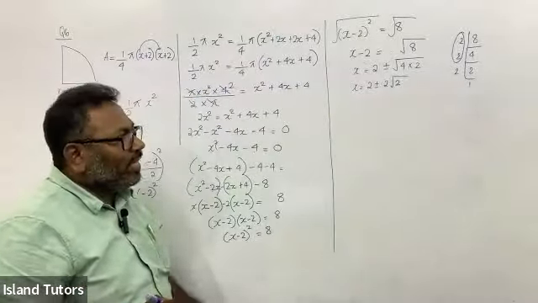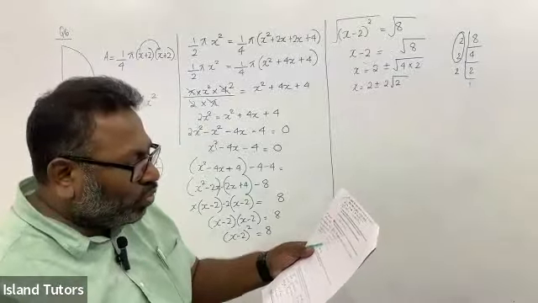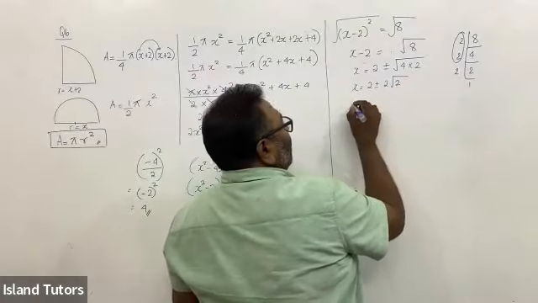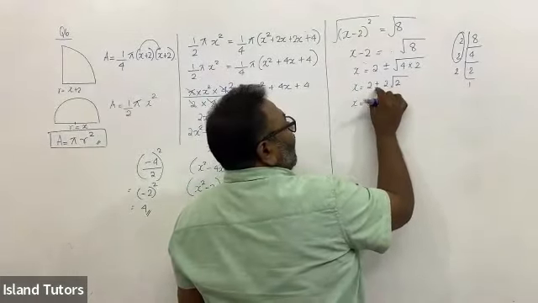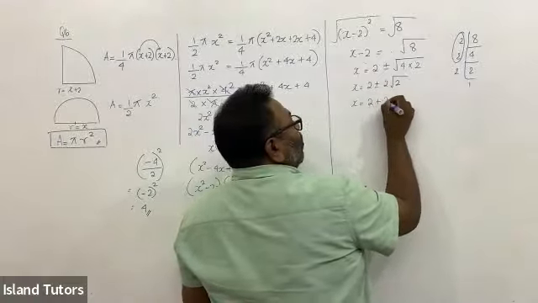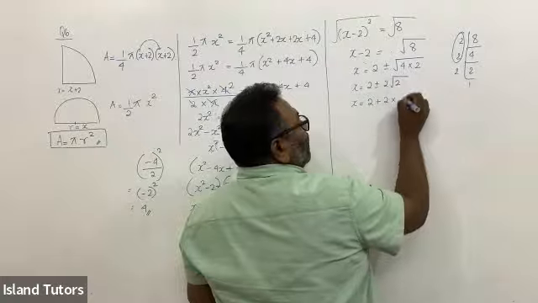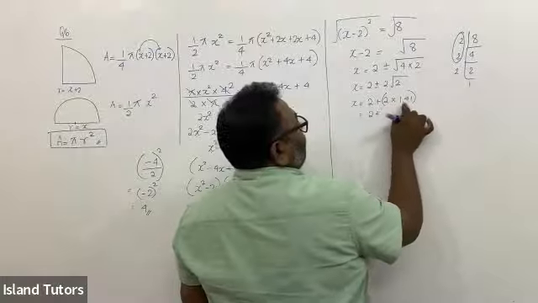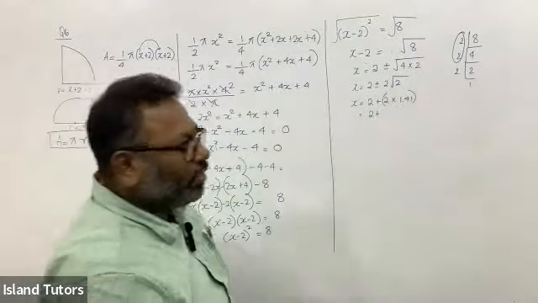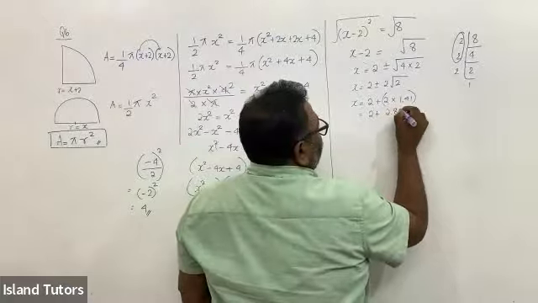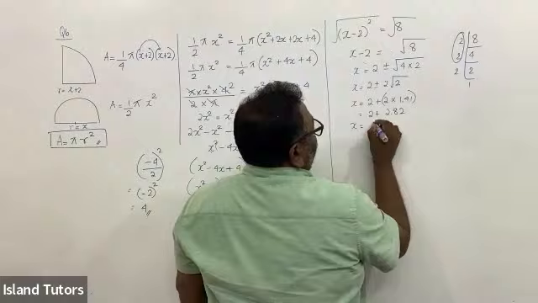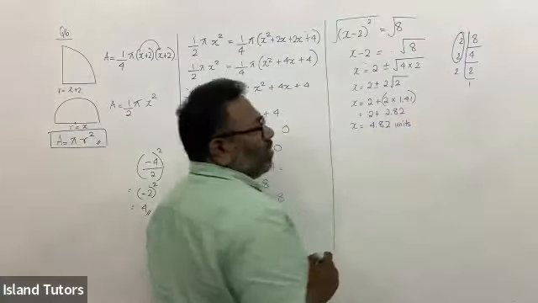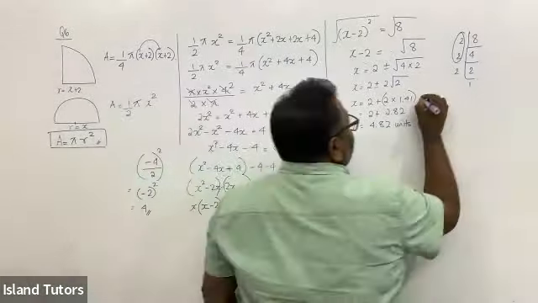Now they're saying take the value of square root of 2 as 1.41. So let's look at that. So x is equal to, we'll take plus first. 2 plus 2 times square root of 2, which is 1.41, which is 2 plus 2.82, which is 4.82 units. Got it?